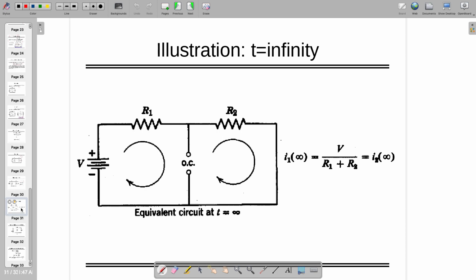Now, at infinite time, it's a reverse. Whatever was open circuit is short. Whatever was short is open circuit. And you can find out it's V by R1 plus R2. Now you know all the differential equation will have I0 plus, I infinity, and I prime 0 plus. You know how to find out those things. This is only possible if you are following mesh analysis or nodal analysis to find out the prime.